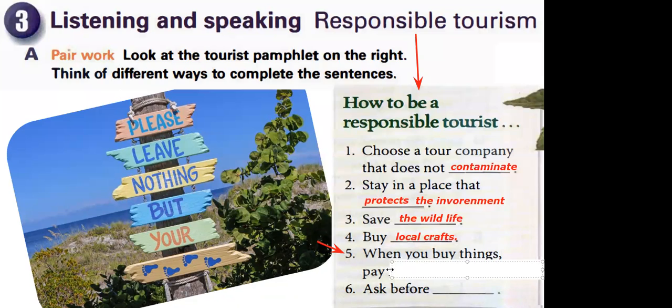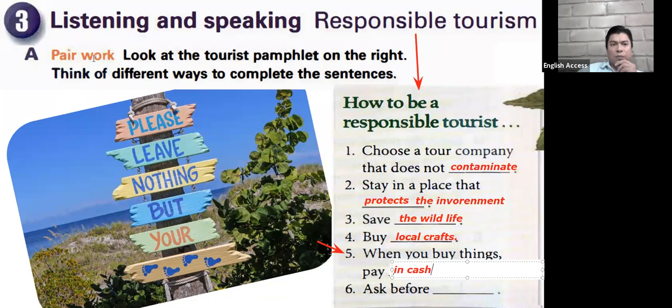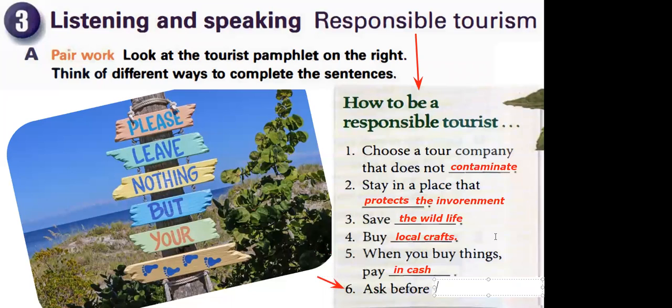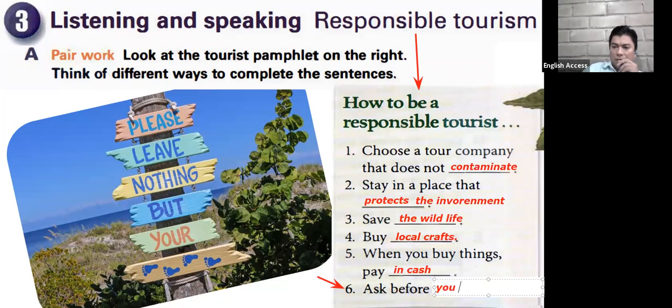Number 5. When you buy things, pay in cash. Okay. And number 6. Ask before you do it. Okay. Guys, how does that look? Is that complete? Or do you have a different opinion?